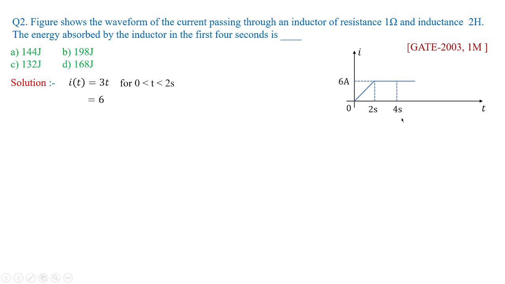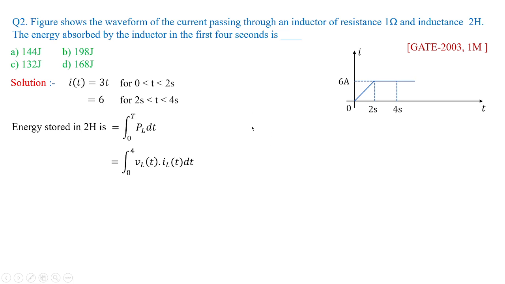Then from 2 seconds to 4 seconds the value is 6, it is constant. So from looking into the waveform, you need to deduce the equation for current for the RL circuit. Okay, energy stored in 2 henrys is given by integration of 0 to t of power of the inductor dt. So the power you can estimate for the inductor as voltage across the inductor multiplied with the current through the inductor. The current value is given as 3t, and the voltage across the inductor is given by VL of t is equal to L di by dt.